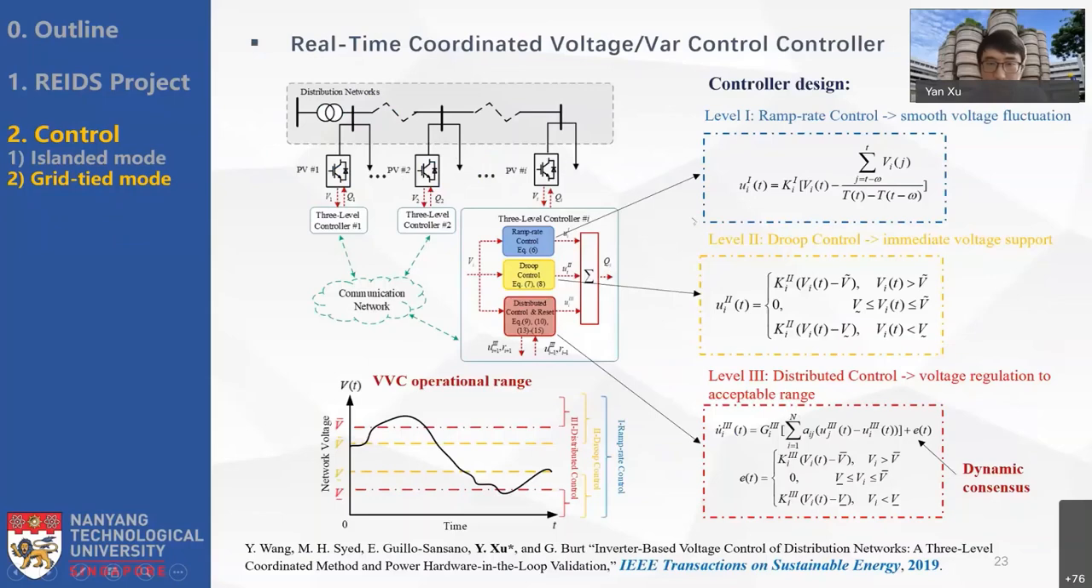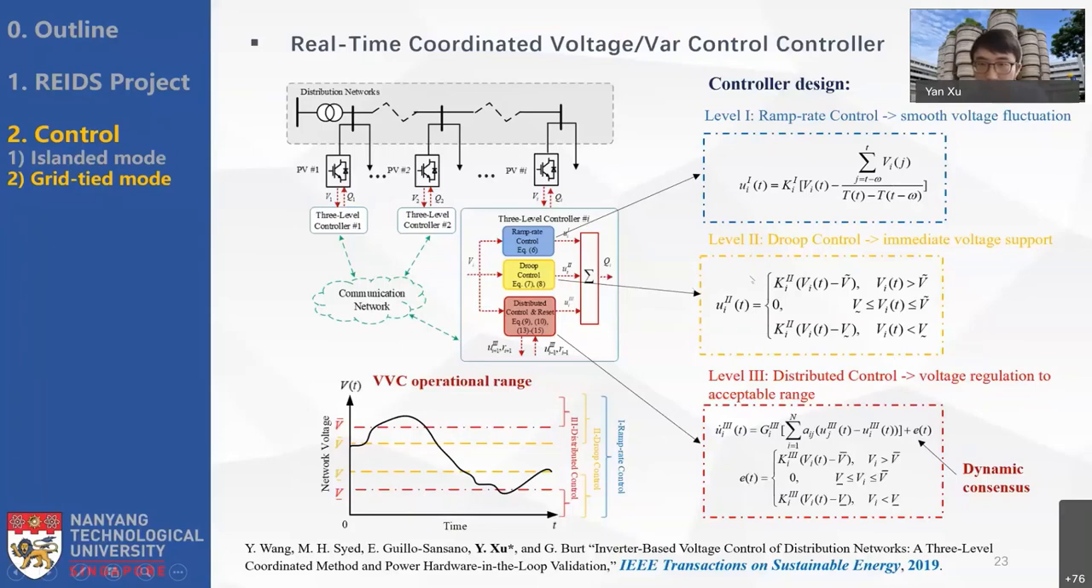And so in this respect, we have developed a so-called hierarchical three-level controller to utilize the solar PV inverter to regulate the voltage magnitude. Basically, we have three levels. The first level is to ramp, to smooth the voltage fluctuation caused by solar PV active power fluctuation. So actually, this is a kind of filter control that is to filter out the fluctuations.